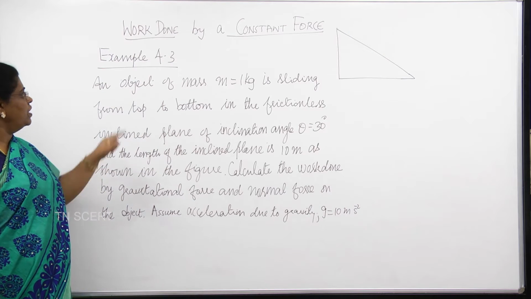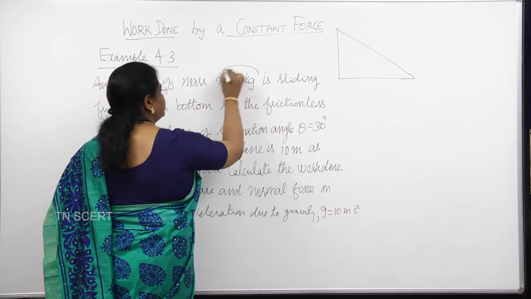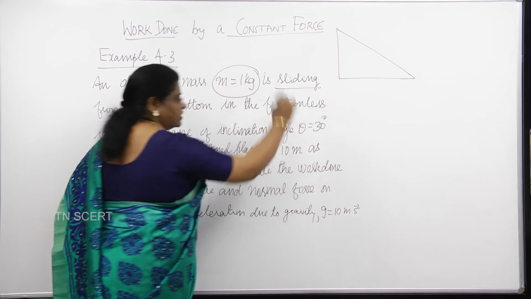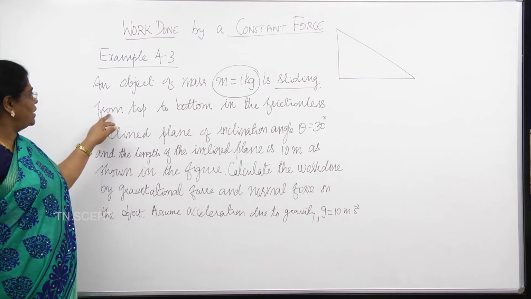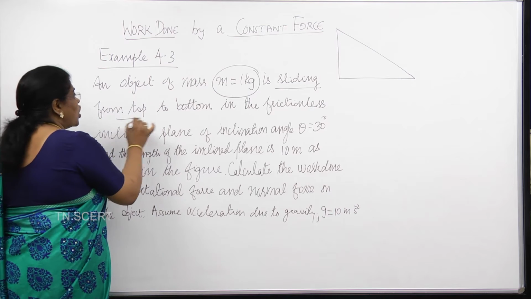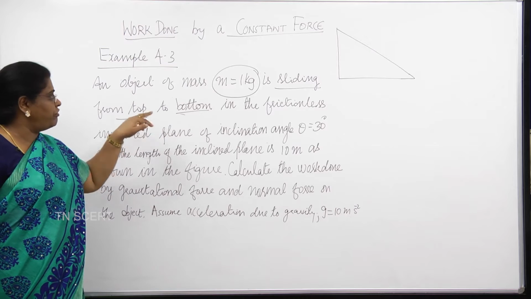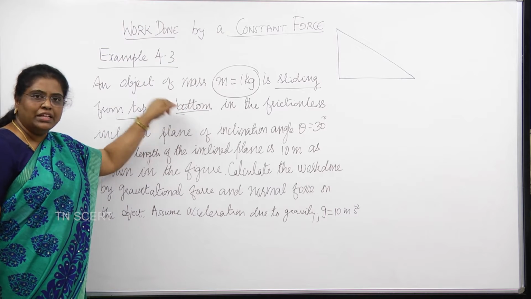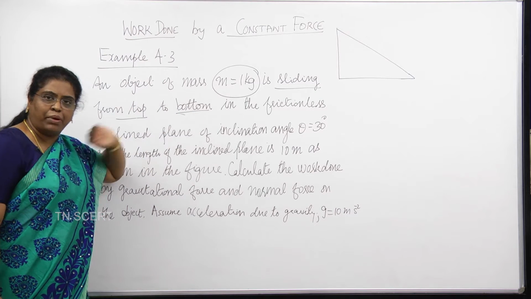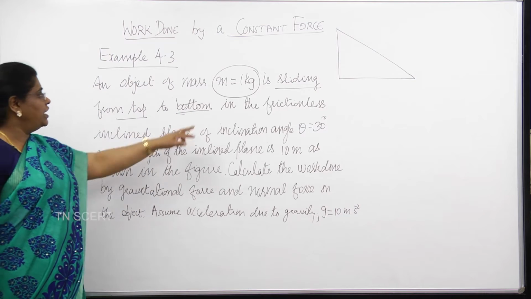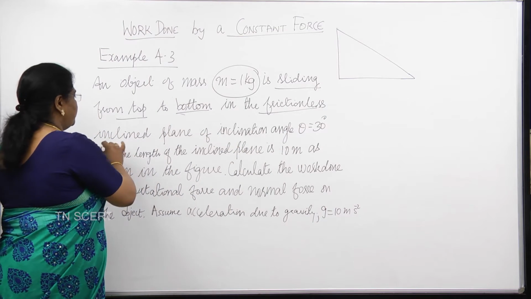What is happening? An object of mass 1 kg is, so mass is given, it is sliding. Sliding means it is coming along the inclined plane from top to bottom. Every single word is important, from top to bottom. That means the initial position is the top and the final position is the bottom. That is how it slides in the frictionless inclined plane.